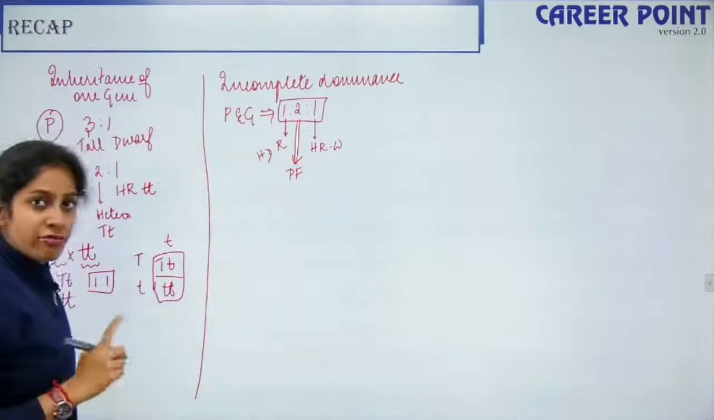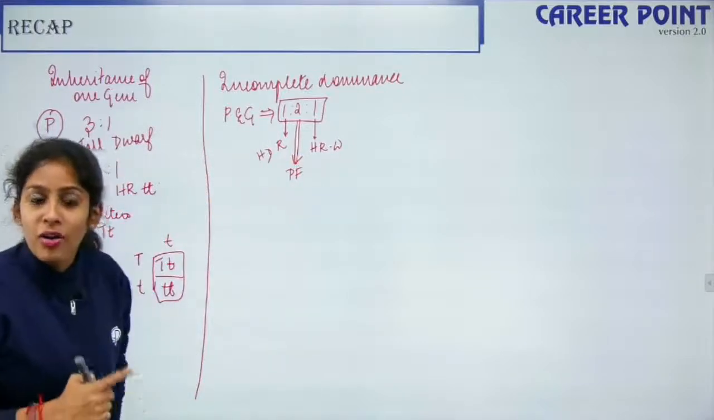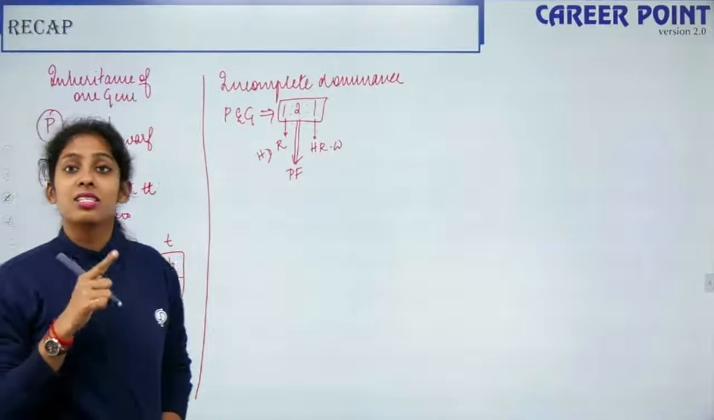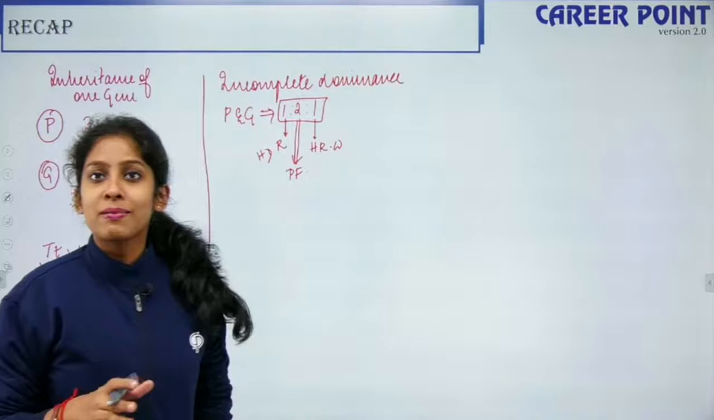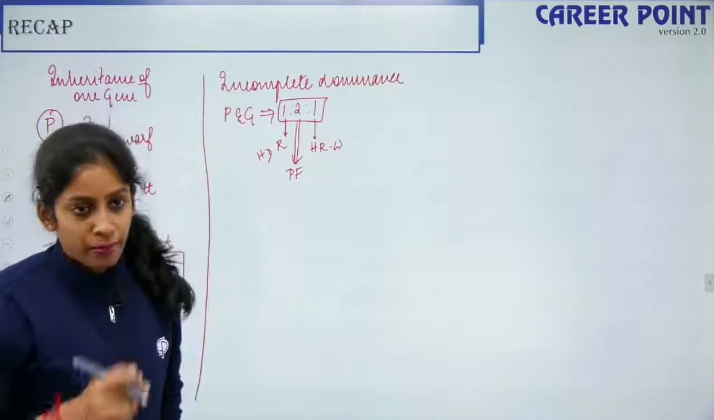So after the dog flower, we also spoke about another example, that is the starch synthesis in your pea plants. That is also an example of incomplete dominance. The offspring does not resemble either of the parents, right?